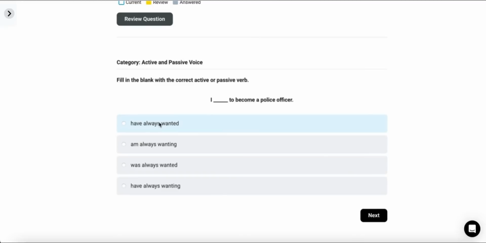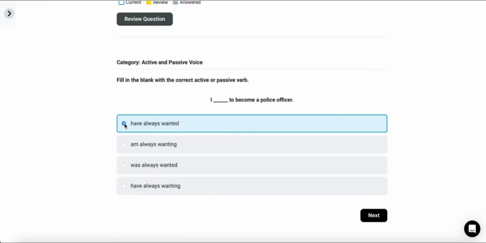It's important to choose the answer that started in the past and is continuing. This would mean the correct answer is the first one. I have always wanted to become a police officer. I wanted to become a police officer, and that want is continuing.